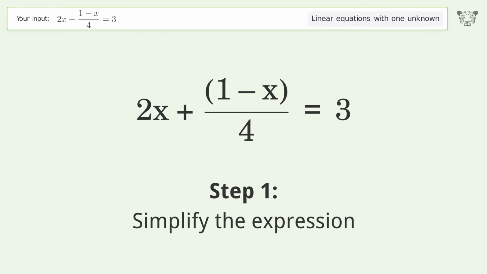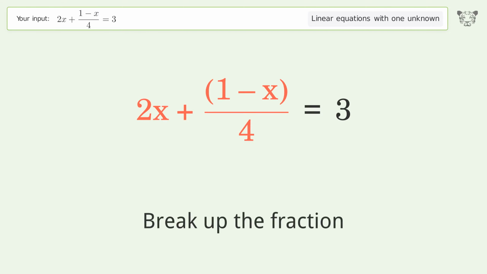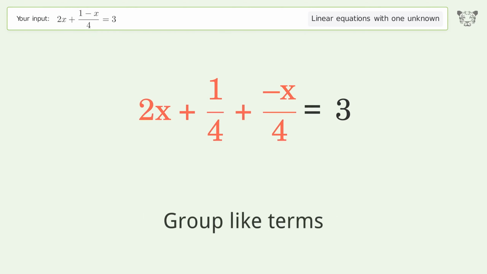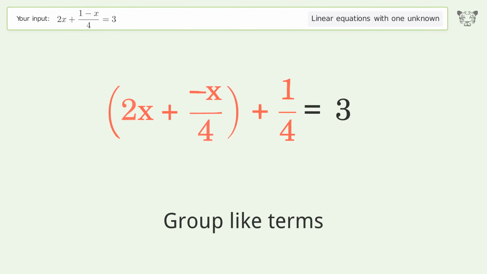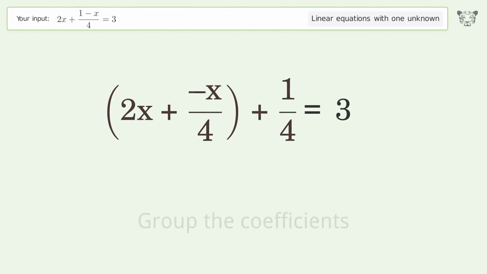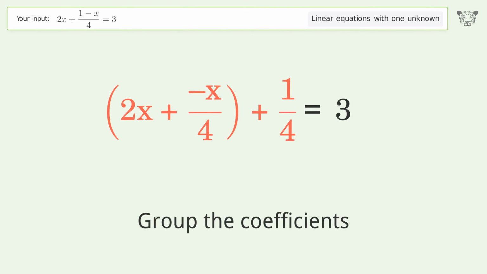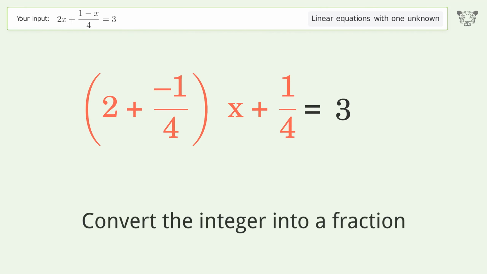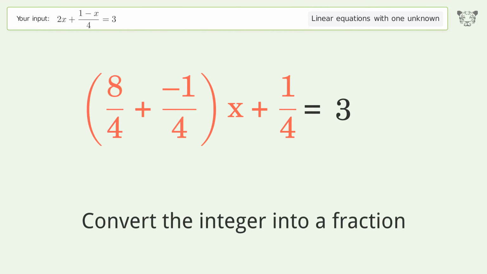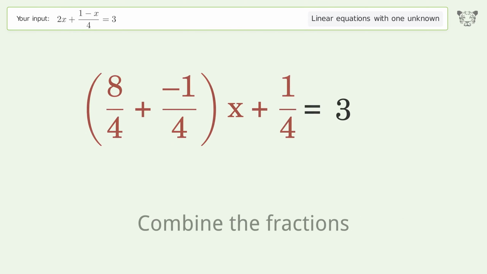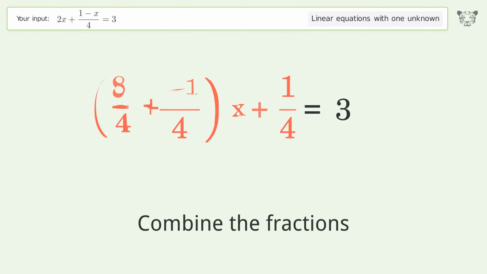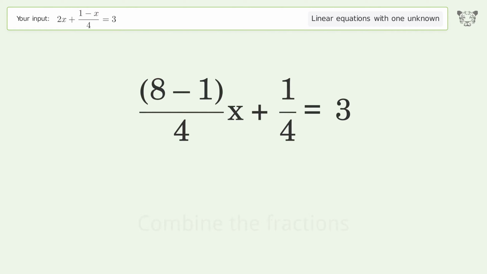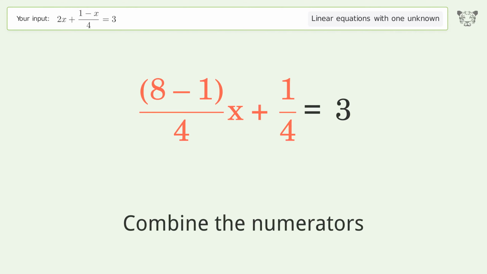Simplify the expression. Break up the fraction. Group like terms. Group the coefficients. Convert the integer into a fraction. Combine the fractions. Combine the numerators.